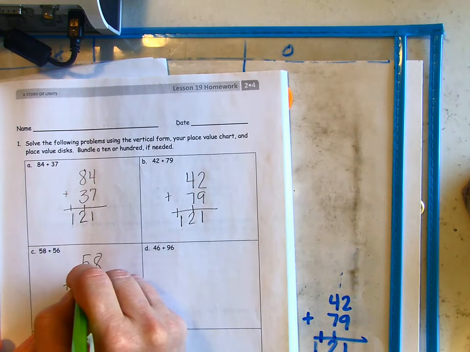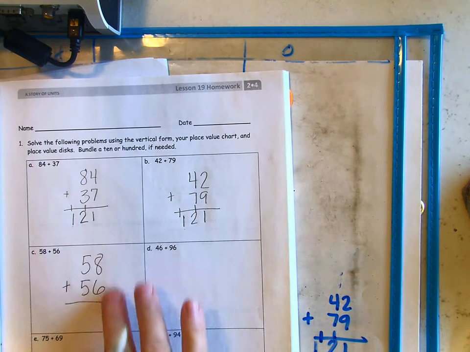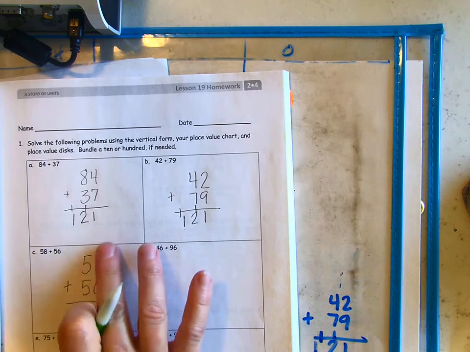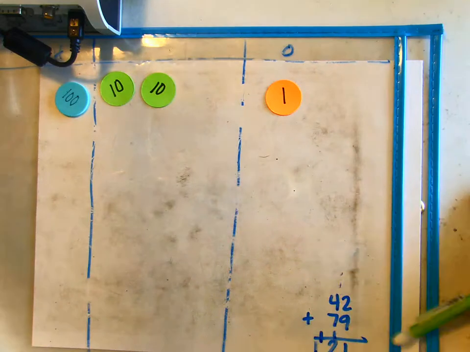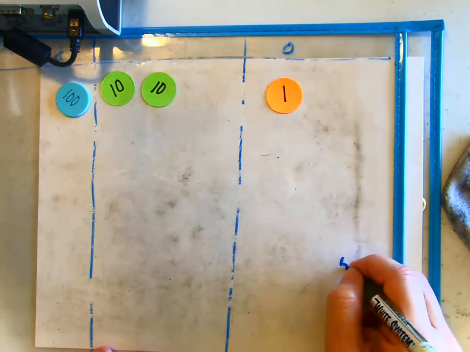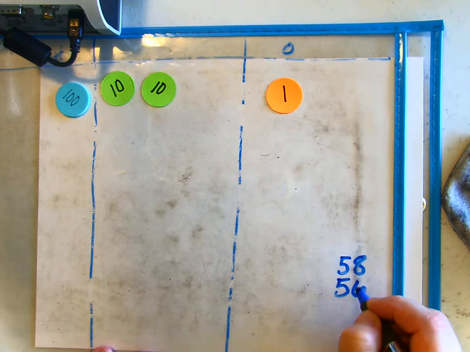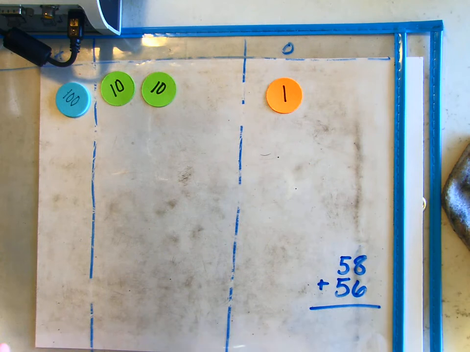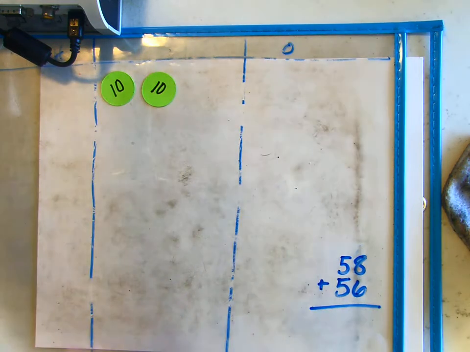Making sure we are lining our numbers up, the ones and the tens. We want to make sure we're adding ones together and adding tens together. And we're going to go ahead and put that down on our place value chart. 58 plus 56. Don't need any hundreds yet.